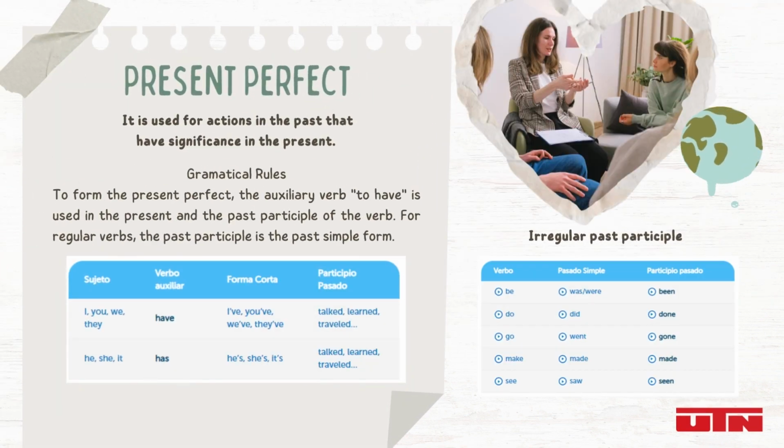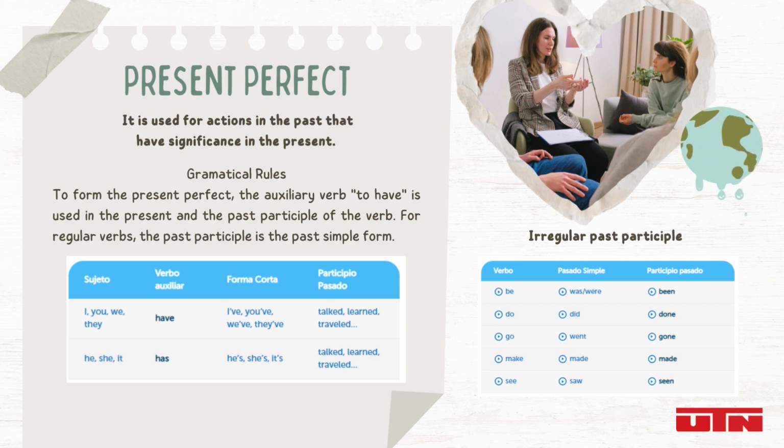Present perfect. It is used for actions in the past that have significance in the present. Grammatical rules. To form the present perfect, the auxiliary verb to have is used in the present, and the past participle of the verb. For regular verbs, the past participle is the past simple form. For example, subject: I, you, we, they. Auxiliary verb: have. Short form: I've, you've, we've, they've. Past participle: talked, learned, traveled.